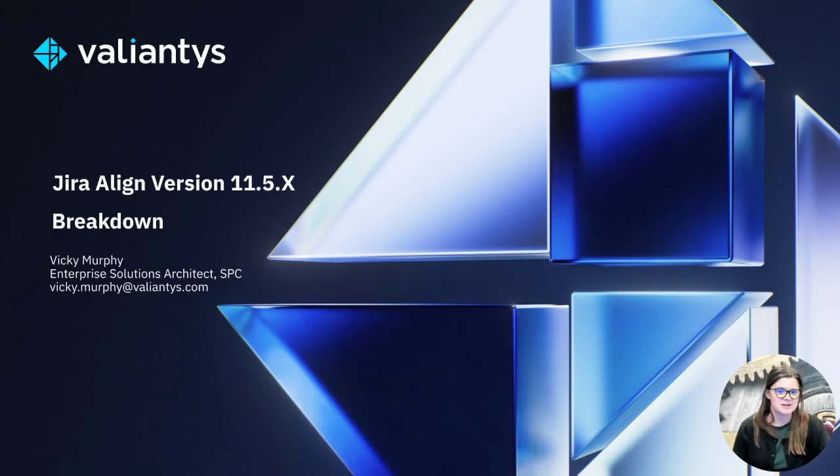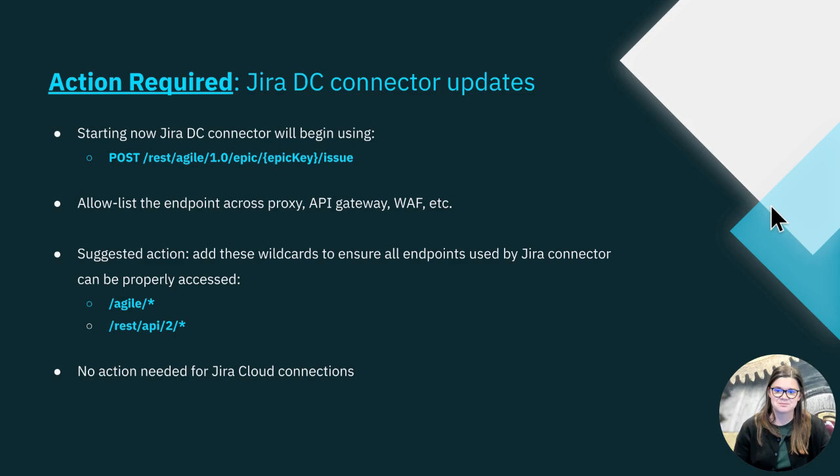I am a Jira Align specialist here at Valiantys, and we are a Platinum Solutions partner with Atlassian. In this video, I'll be covering the updates to Jira Align with the release of version 11.5. This version was released to all sandbox instances of Jira Align on October 25th, 2024, and it is scheduled to release to production instances on November 8th, 2024. Let's go ahead and jump in.